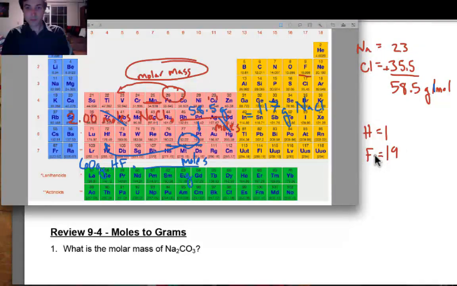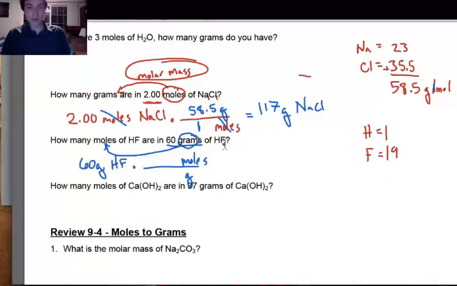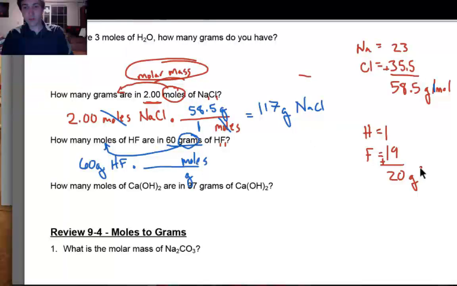Now notice that again we have 1 hydrogen and 1 fluorine, so we can simply add these two together. 1 plus 19 is going to give us 20. What are the units? Well, we want molar mass, so it's going to be grams per mole. Don't forget, there's really a 1 right here, we just don't write it. So it's 20 grams per 1 mole.